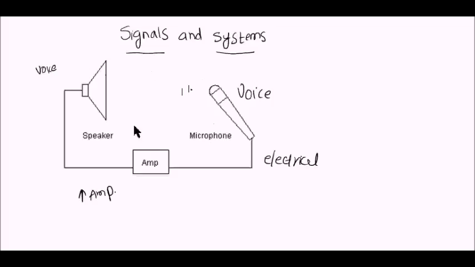If you see the whole process, voice is fed to the microphone. Voice is a kind of signal which is fed to the microphone, and it produces another kind of signal called an electrical signal. So the microphone is a system which can take voice as input and produce an electrical signal as output. So in this example, the microphone, amplifier and speaker are examples of systems, and voice and electrical signal are examples of signals.